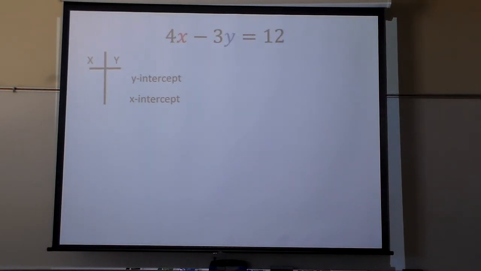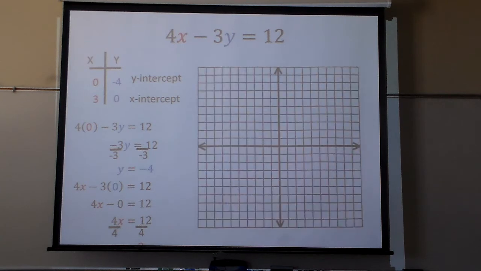So let's try this one here. I'm going to replace it there, a little bigger numbers this time. Well, 0 times 4 is still 0, and negative 3 will go into 12 negative 4 times. So I have a y-intercept at 0, negative 4. And then to find the x one, I'm going to replace the y with 0. So I basically have 4x equals 12, divided by 4, and x equals 3. So my intercepts are at 0, negative 4, and 3, 0.